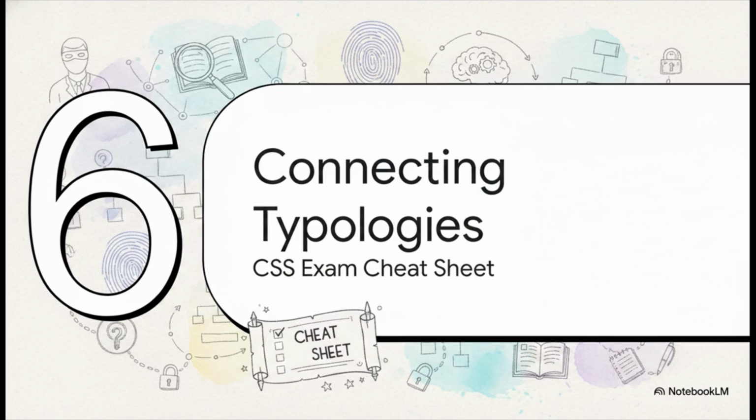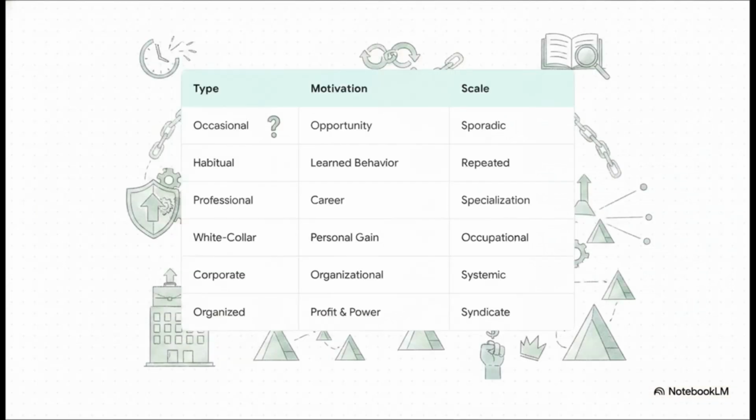Section 6. Connecting the Typologies, your CSS examination cheat sheet. We've covered incredible ground today. So for any criminology students or CSS candidates tuning in, consider this your ultimate cheat sheet. An offender's exact typology is defined by three things: their motivation, repetition, and scale.